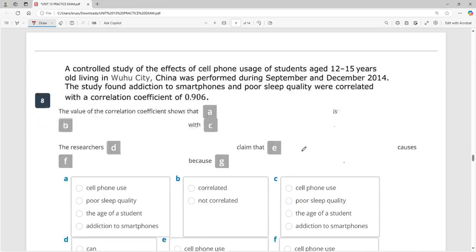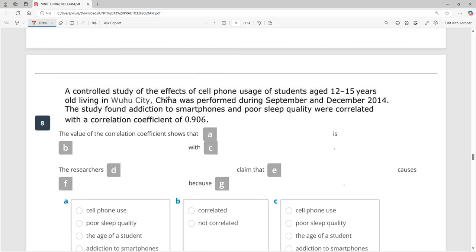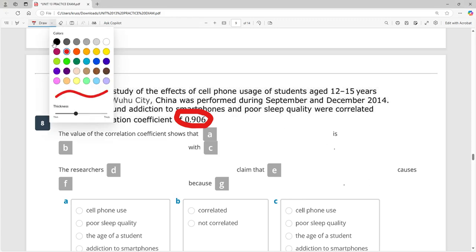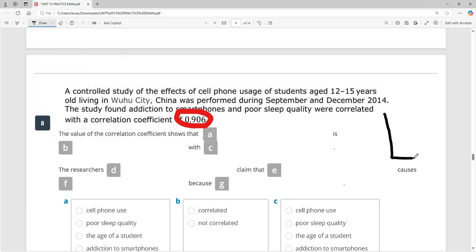It's pretty straightforward. All right, so here's another one of these fill in the blank ones. Controlled study, cell phone usage between these people in Wuhu City. The study found that smartphones and poor sleep quality were correlated with a correlation coefficient of 0.96. Remember that correlation coefficient way back from one older unit? It is a number that indicates how strongly, like in a scatter plot, the data is grouped together.